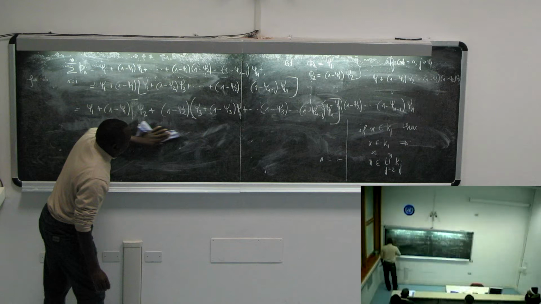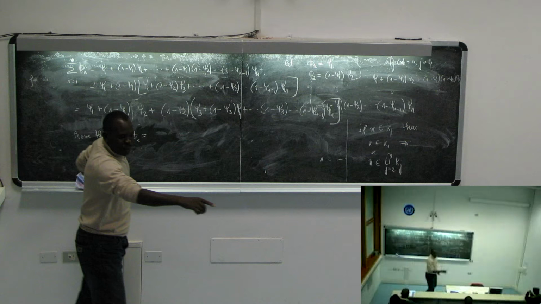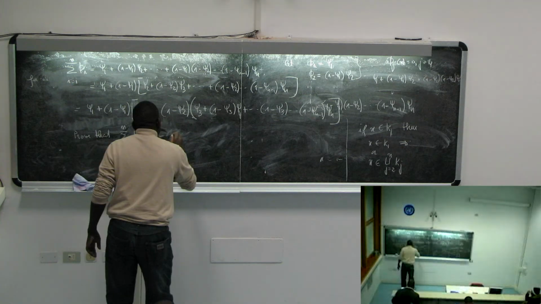Prove that this summation of psi i for i equal 1 to n. I think we have a formula. What is that? I think it is 1 minus the bracket 1 minus psi 1 times 1 minus psi 2 up to 1 minus psi n. Yes. Prove this formula. If you get this formula, now it is finished.